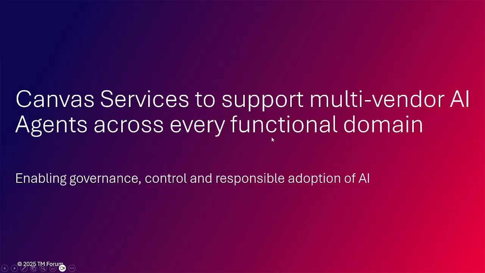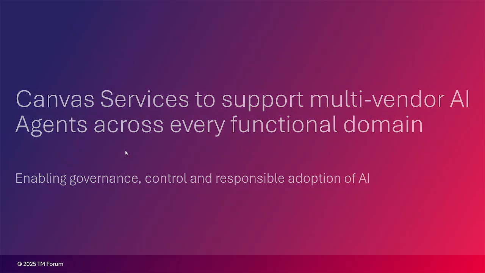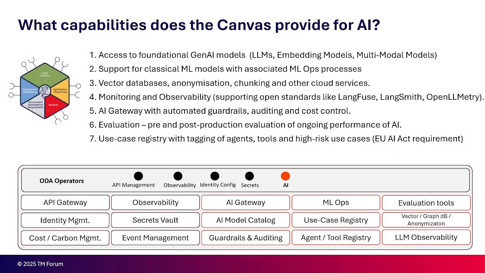So I'm now looking at it from the other perspective. From the Canvas services, what Canvas services do I need for these multi-vendor AI agents across every functional domain? So what we need is, clearly, we need the language models, we need other AI models like embedding models, multimodal models, and even supporting classical machine learning models with corresponding MLOps processes. We need the Canvas to have additional capabilities like vector databases, anonymization, chunking, and other cloud services.